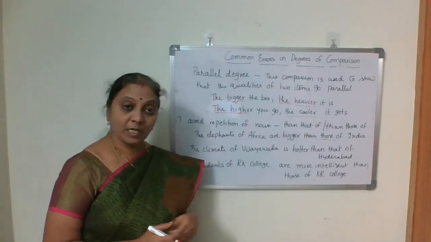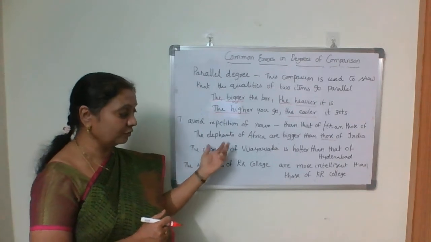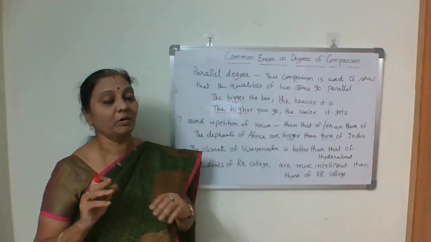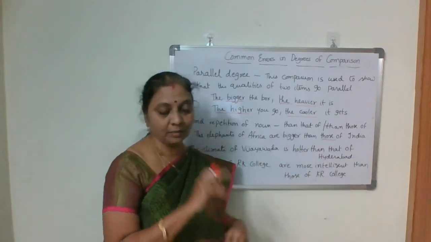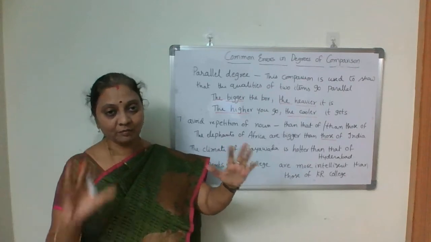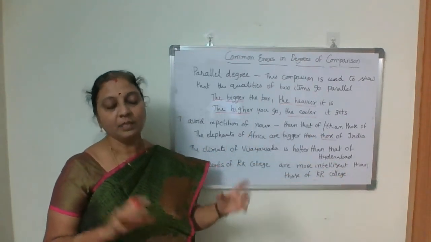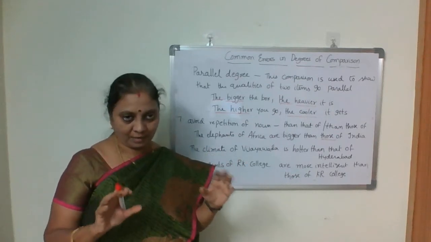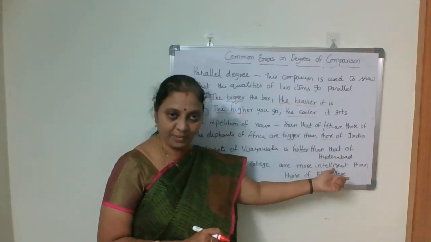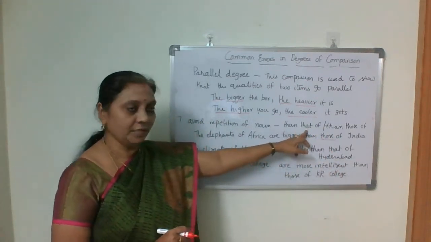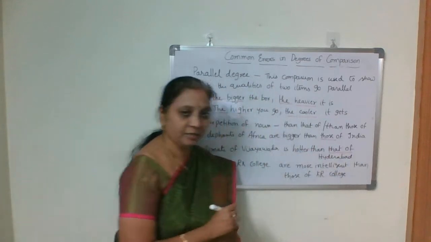Similarly, the climate of Vijayawada is hotter than Hyderabad. When such things are given, you have to compare the climate of Vijayawada with the climate of Hyderabad. You cannot compare the climate of Vijayawada with the city Hyderabad, isn't it? You have to compare only the two climates of two cities. So the climate of Vijayawada is hotter than the climate of Hyderabad. Instead of repeating the climate again, you use than that of. The climate of Vijayawada is hotter than that of Hyderabad. So this is the case.